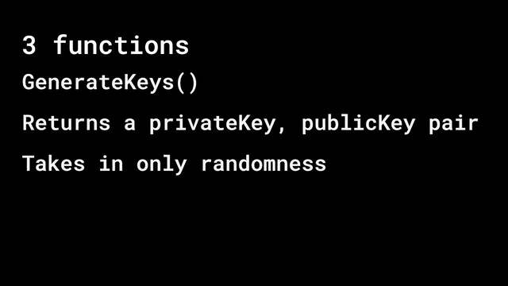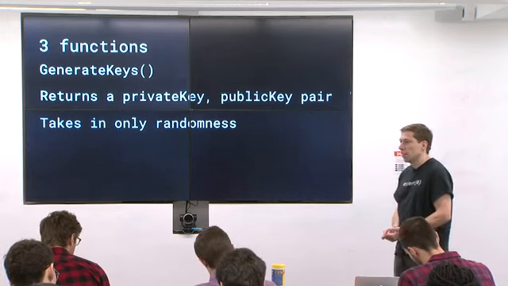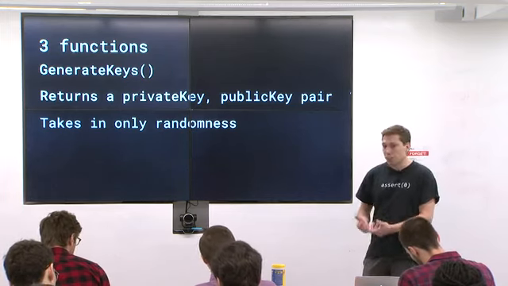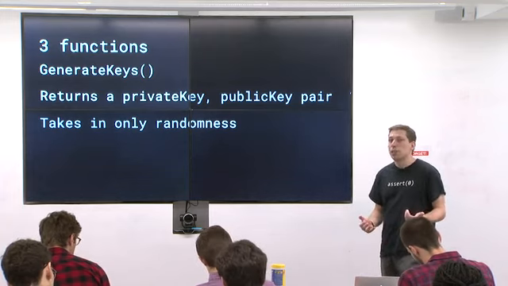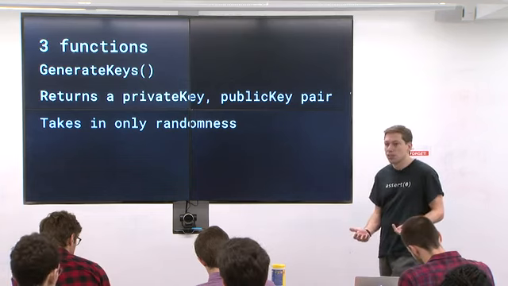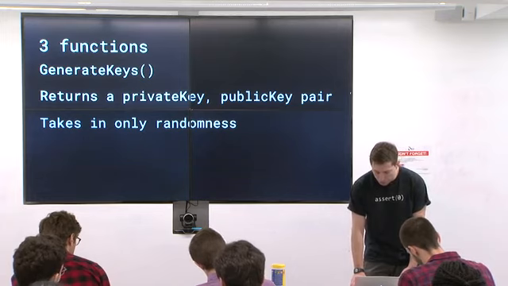The first one is generate keys, and it returns a private key, public key pair. And it generally doesn't take any arguments, but it takes in randomness. You need to flip coins. You need to find random 1 and 0 bits. And it has to be long enough that no one else can guess what your private key is. Okay, so you have a private key, public key.